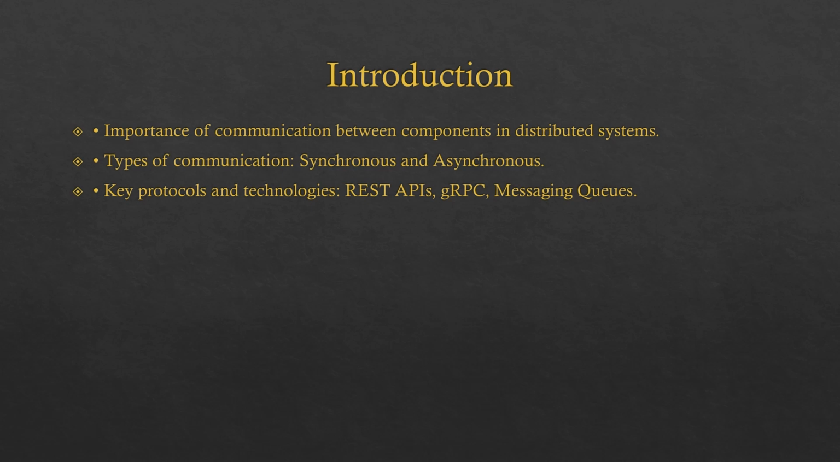Communication between components is a critical part of designing scalable and efficient distributed systems. The main types of communication we will focus on are synchronous and asynchronous communication. Additionally, we will discuss key technologies such as REST APIs, gRPC, and messaging queues, all of which play a vital role in how components interact with one another.